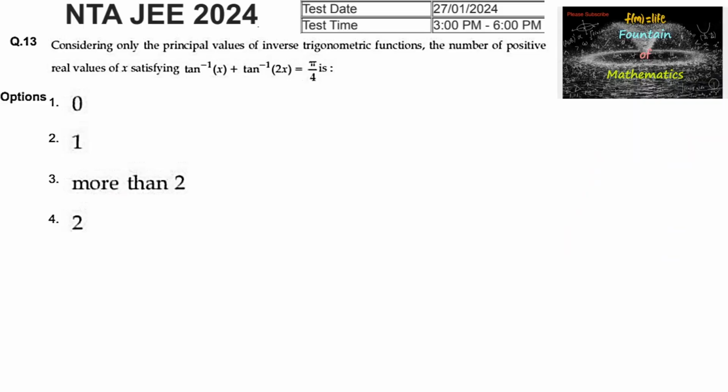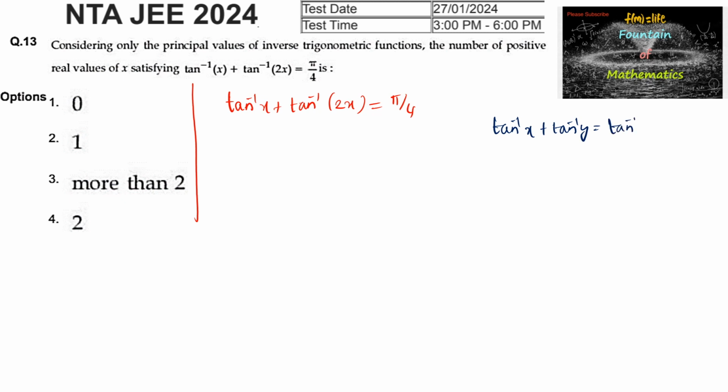Considering only the principal values of inverse trigonometric functions, the number of positive real values of x satisfying tan inverse x plus tan inverse of 2x is equal to pi by 4. And we know that tan inverse x plus tan inverse y is equal to tan inverse of (x plus y) upon (1 minus xy).